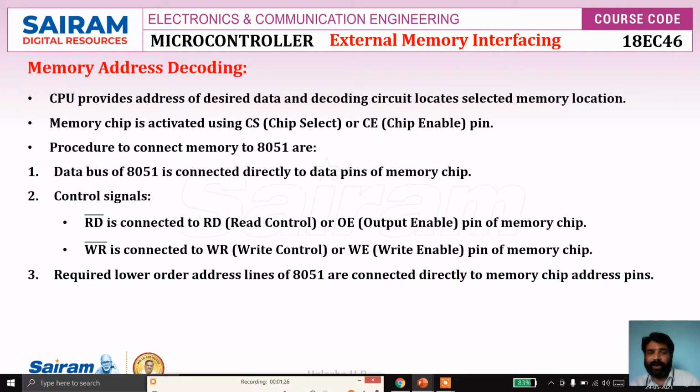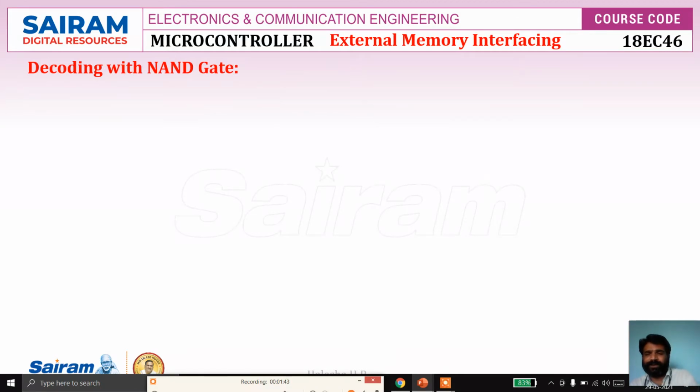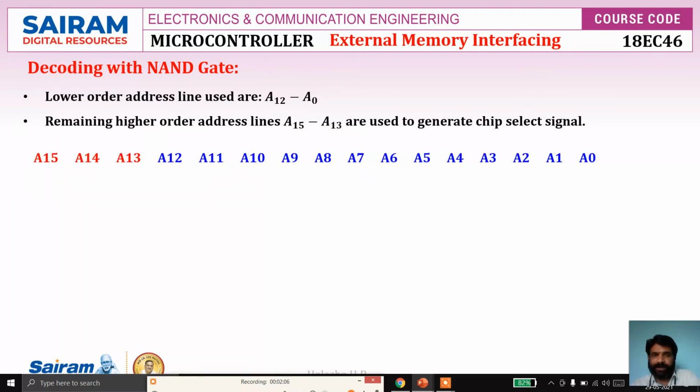Then the required lower order address lines of 8051 are connected directly to the memory chip address lines, and the higher order address lines are used with a logic circuit to activate the chip enable or chip select pin of the memory. Here we use simple decoding with a NAND gate. As you know, for RAM we used A0 to A12 as the lower order address, so the remaining higher order address lines, A15 to A13, are used to generate the chip select signal. In binary, these are the addresses.